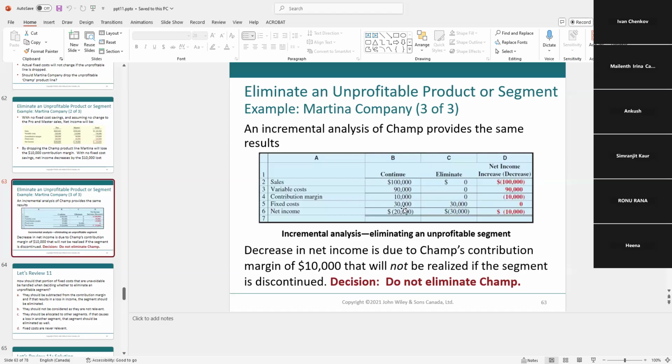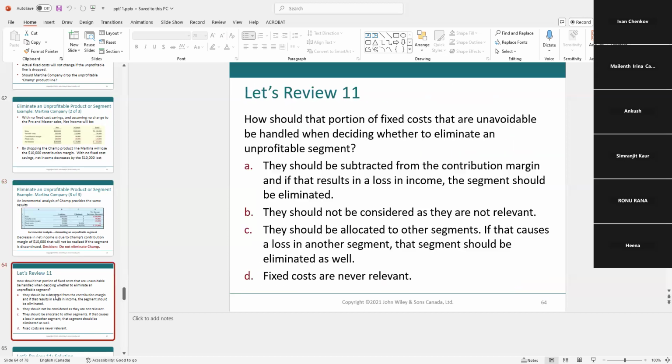Right. So if the fixed cost stays, then we try to figure out income, increase or decrease. Obviously, that will be loss of $100,000, saving of $90,000. Sorry, $100,000 lost, $90,000 saving, so we're losing $10,000. There's no change in the fixed cost. So overall, we're going to lose $10,000. So for that reason, don't eliminate it. Keep it.